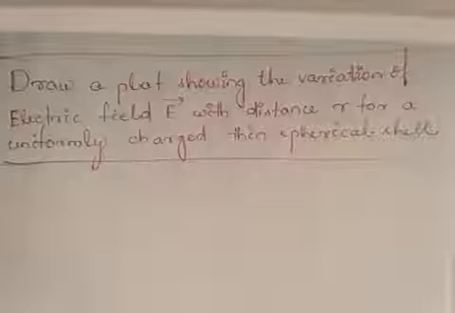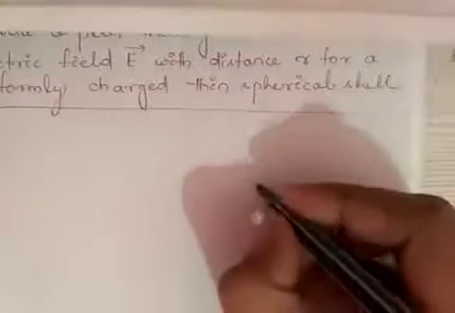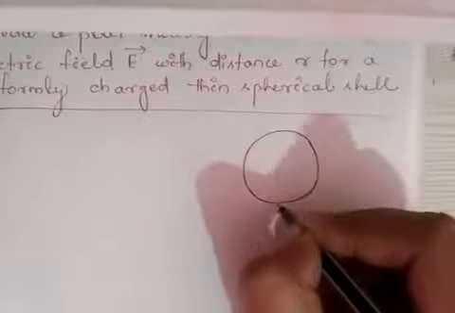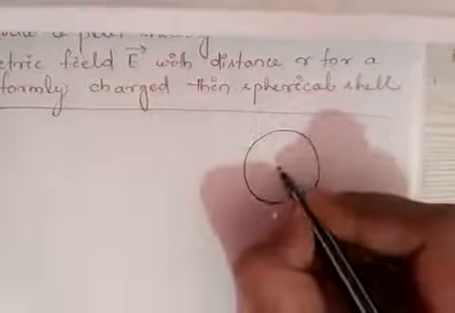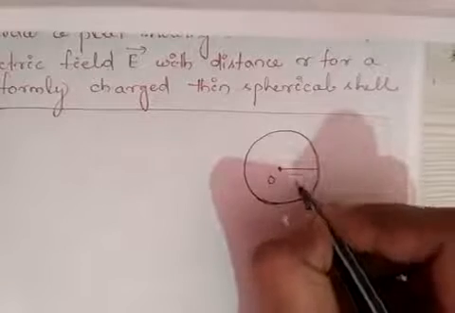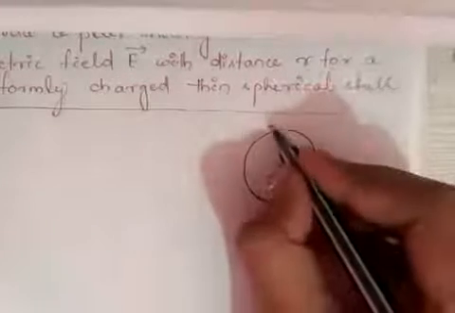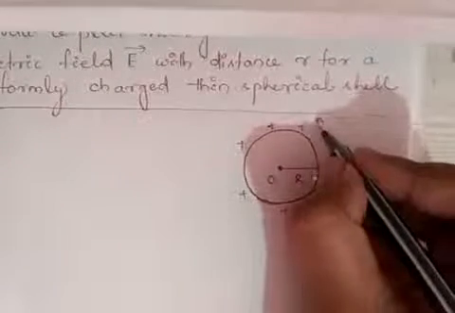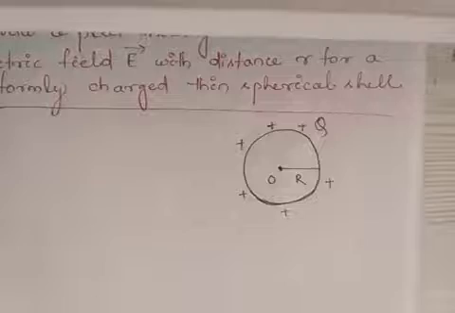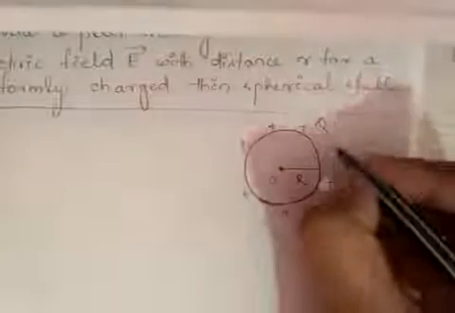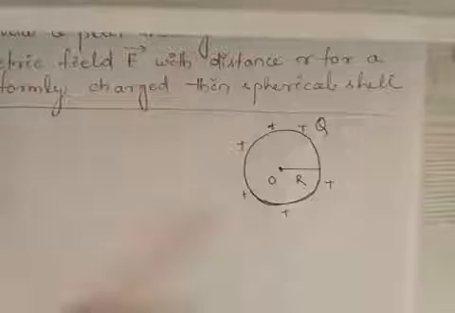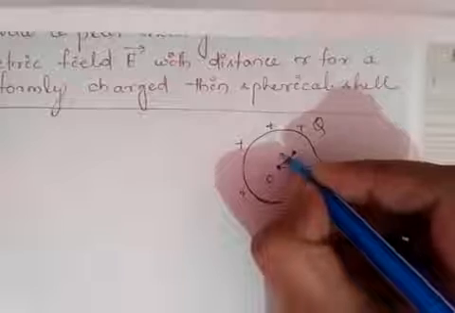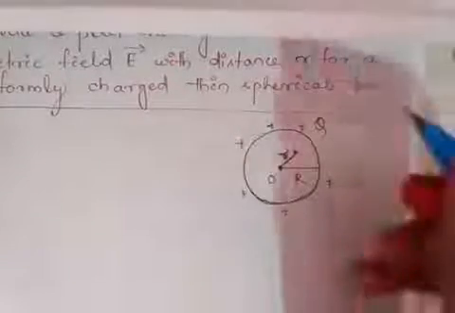First, let's suppose we are considering a thin spherical shell having center at O with radius R, and let Q be the total charge of the thin spherical shell. Now there are three cases. One is for an inside point, let the distance be r.